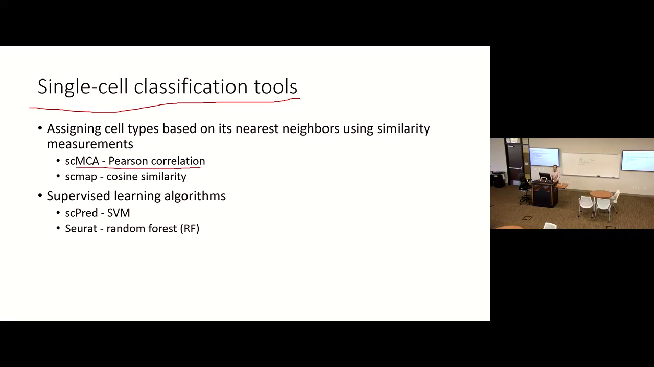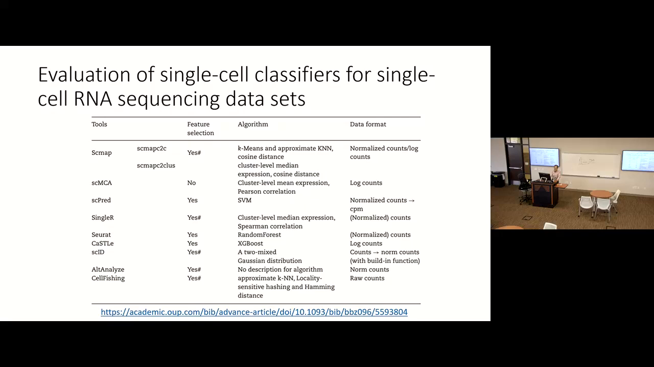The rest of them are not in the mainstream right now. They're correlation based, scmap, cosine similarity based, then scPredict using SVM, support vector machine, Seurat, and those using random forest. This is a table from a review paper that evaluates single-cell classifiers for single-cell data sets. Those are the packages and methods that have been tested in this review paper.